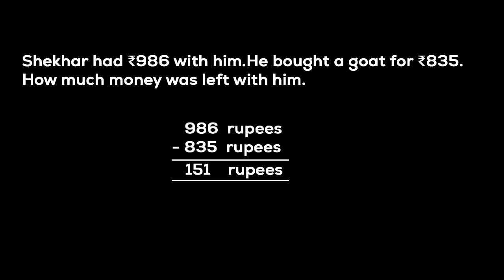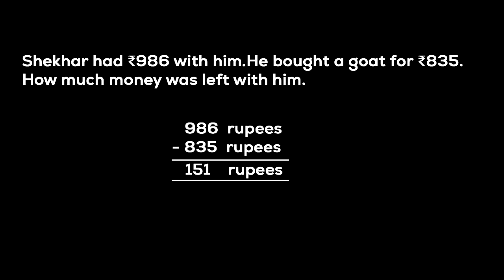Now here, the total amount which Shekhar had with him is rupees 986. Out of it, he bought a goat for rupees 835. We have to find out the money left with him. So what will we do? We will subtract 835 from 986. So we will write 986 at the top, and below it we will write 835 and do the subtraction.